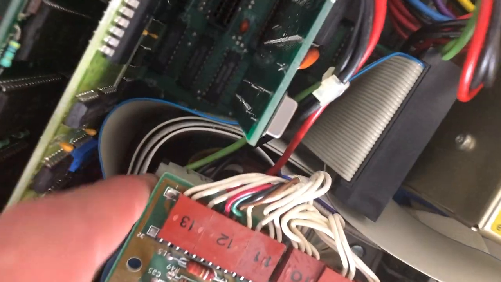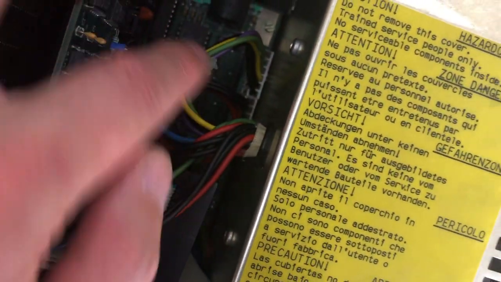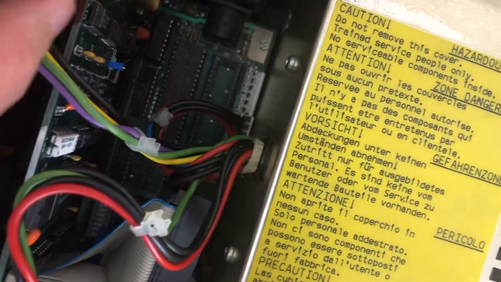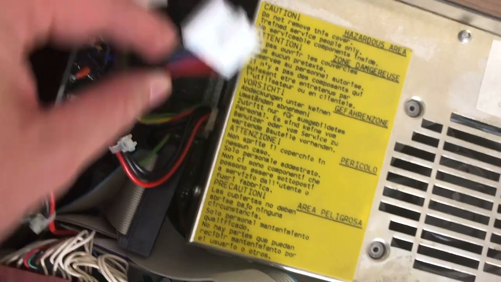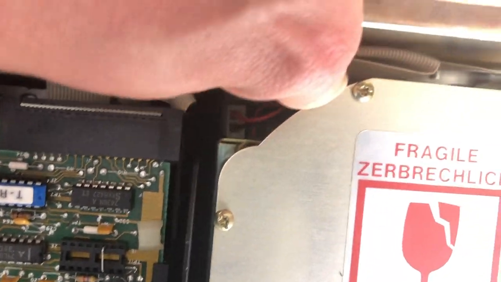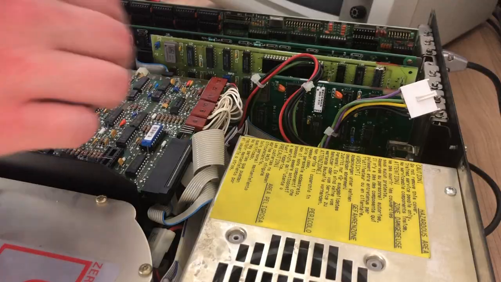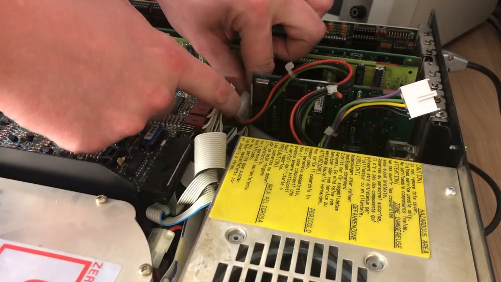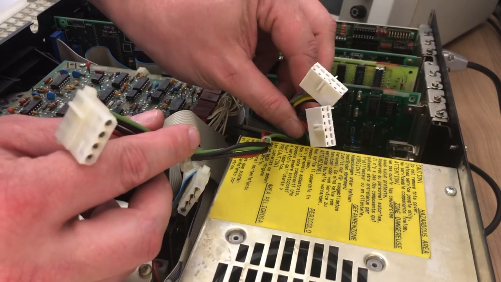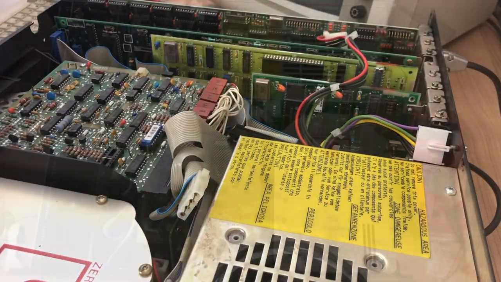First thing we want to do is disconnect all of the power consumers from the power supply. So this includes the main board, and I'm also going to be disconnecting it from the hard drive and the disk drive. So now the power supply is completely disconnected from all of the components from the computer, and we can test it in isolation.